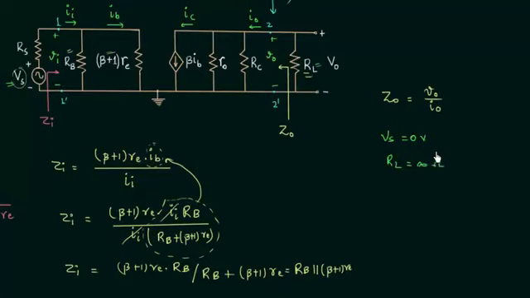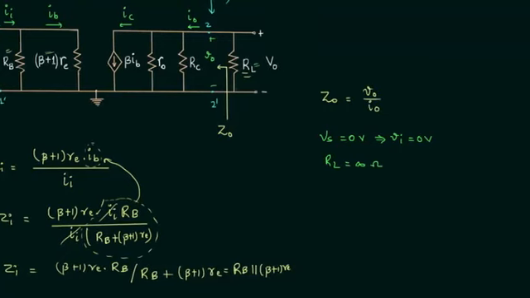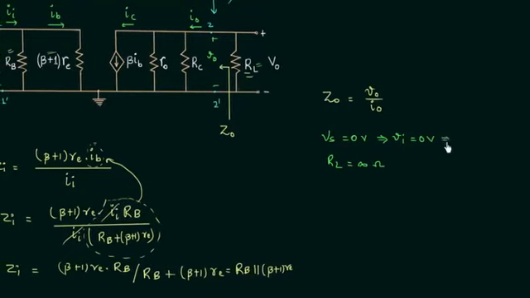When Vs is equal to 0, the input voltage Vi is also equal to 0. When input voltage is equal to 0 volts, this means base current Ib is equal to 0 amps, and when base current is equal to 0 amps, you can see the collector current is also equal to 0 amps. When collector current is equal to 0 amps, this terminal will be open circuited, and we already have RL open circuited.